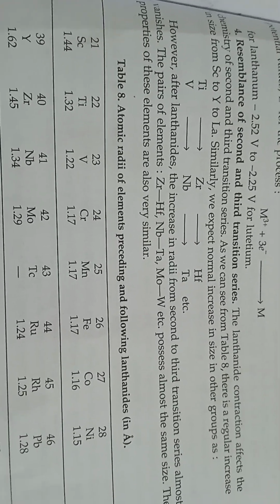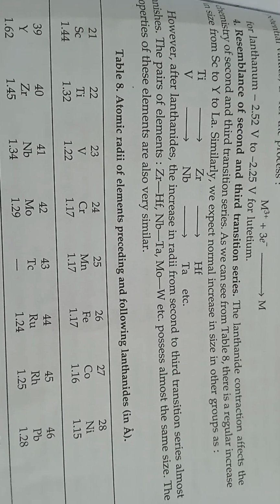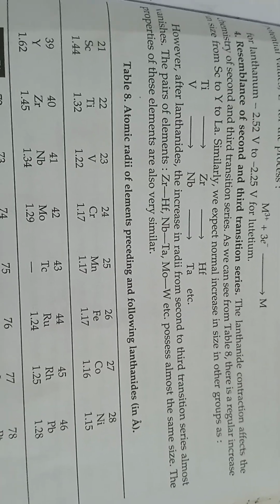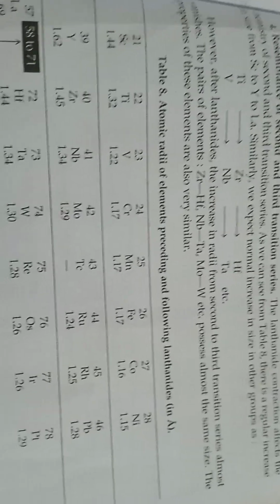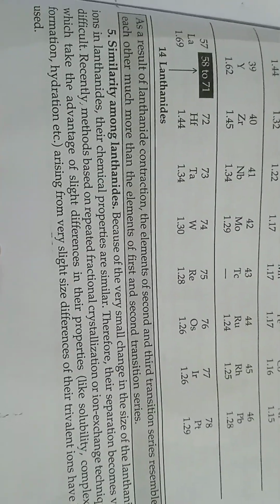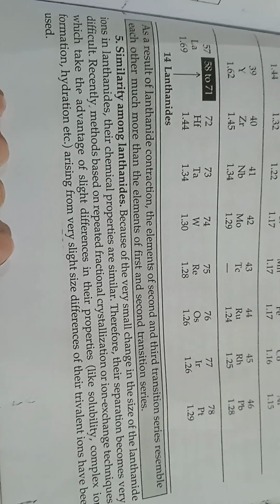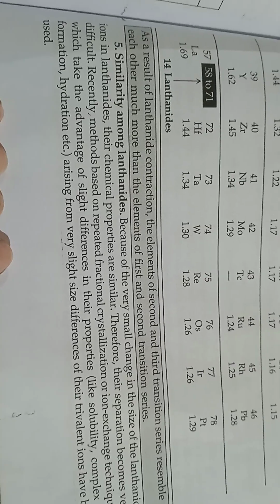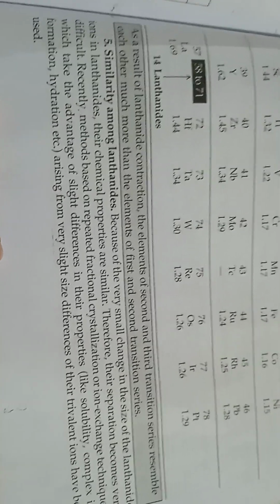The pairs of elements, such as zirconium and hafnium, possess almost the same size. The properties of these elements are also very similar. As a result of lanthanide contraction, the elements of the second and third transition series resemble each other much more than the elements of the first and second transition series.